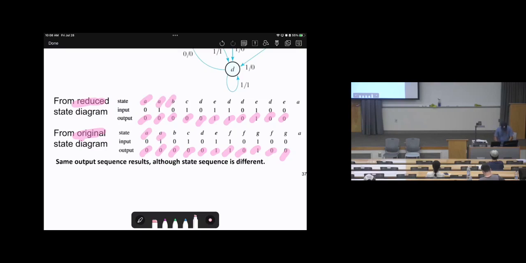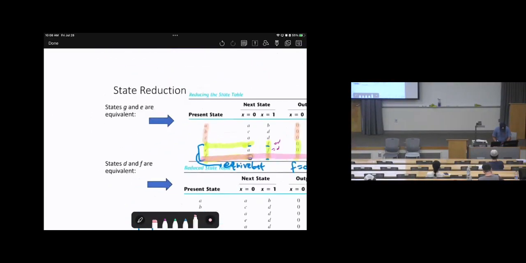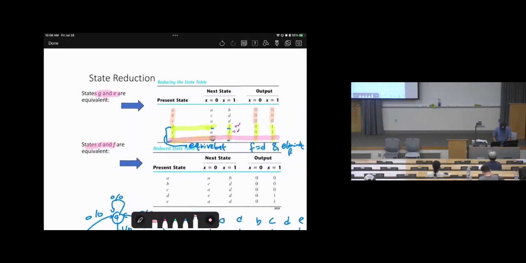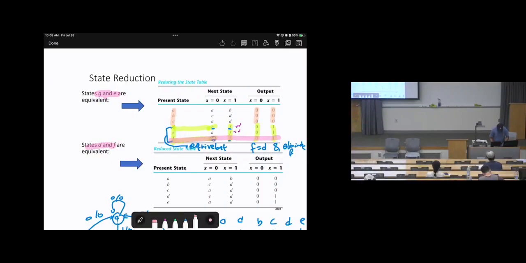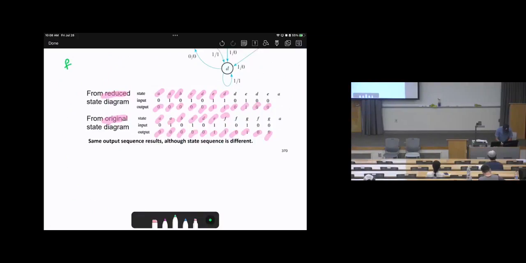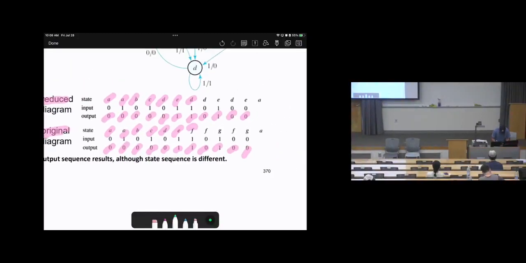A, B, B, C, C, D, D, E, E, D, F? Oh. Let's recall from our reduction, we already said that G and E are equivalent, and D and F are equivalent. We replaced F by D, and we replaced G by E. So whenever we see F, make it D, and whenever we see G, make it E.